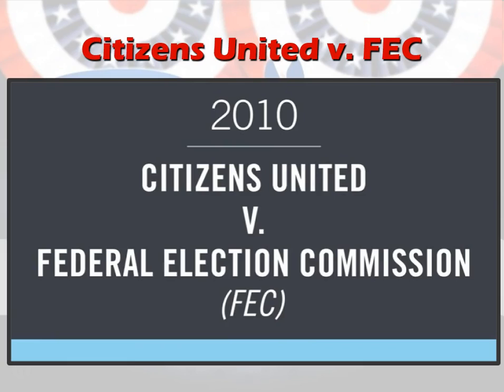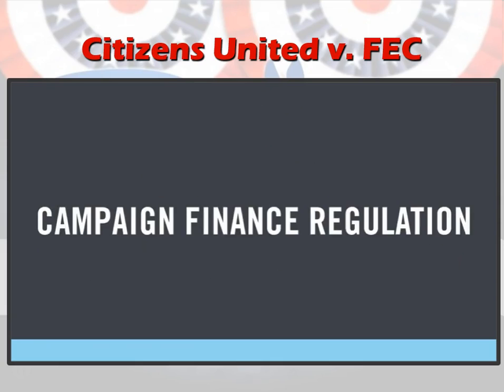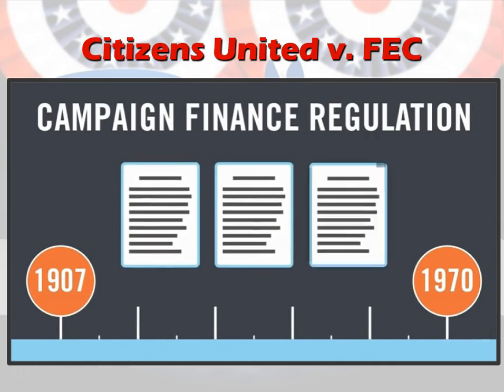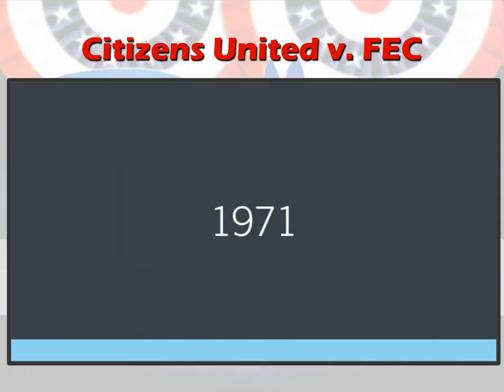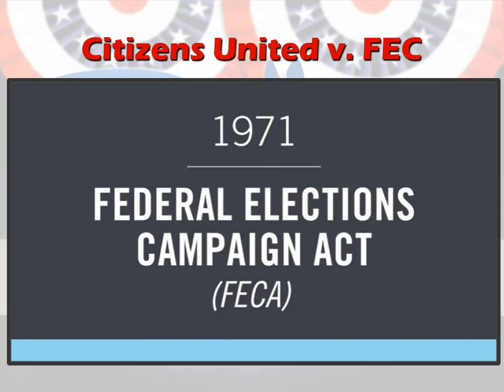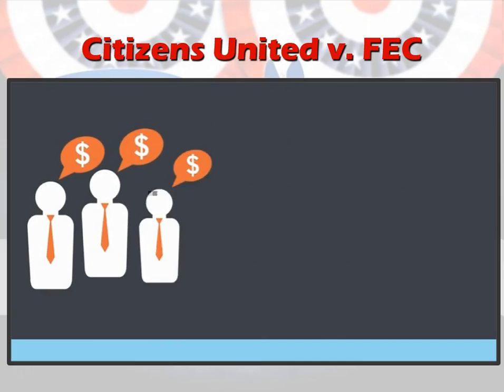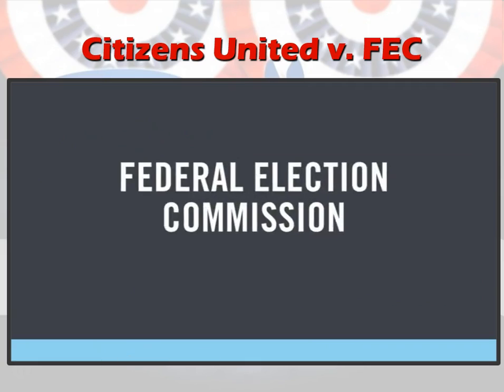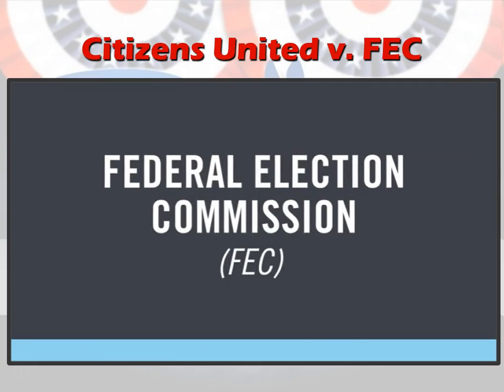And to understand Citizens United versus the FEC, it's necessary for us to understand a brief history of campaign finance regulation. From 1907 to 1970, Congress passed numerous pieces of legislation to limit campaign spending. This included limitations on corporate, union, and federal employee involvement in campaign funding. In 1971, Congress further restricted campaign finances by passing the Federal Elections Campaign Act, or FECA, which strengthened the requirements for politicians to publicly report their campaign finances and added limits to the amount of money individuals or groups could donate to candidates. It also led to the creation of the Federal Election Commission, or FEC, to police campaign spending.